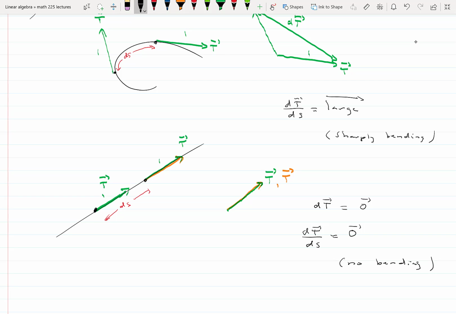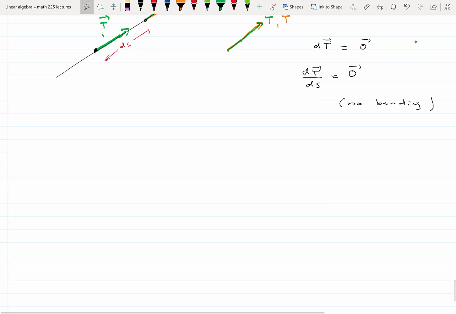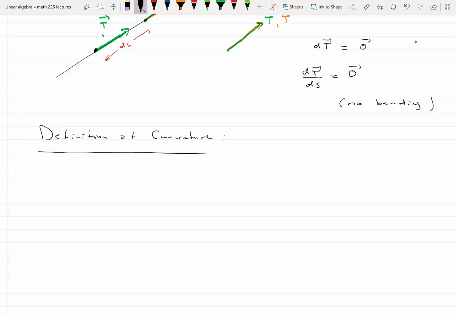It seems to work pretty well for defining curvature, except for one thing, and what is that? dT/ds is a vector, and curvature is a scalar quantity. Curvature doesn't have direction. It just measures how fast the curve is bending at a point. So how are we going to define curvature? Well, I kind of just gave it away. The definition of curvature is the length of dT/ds.